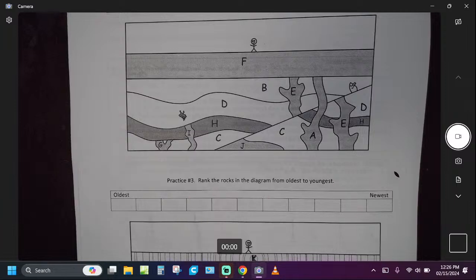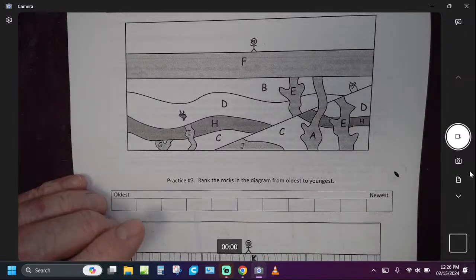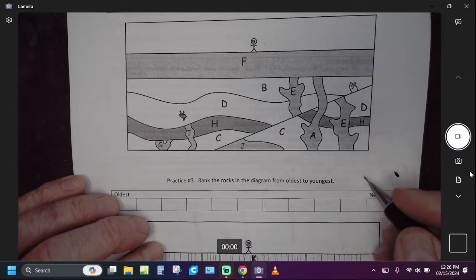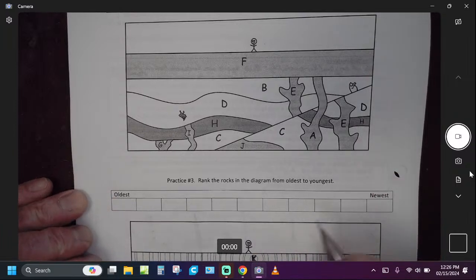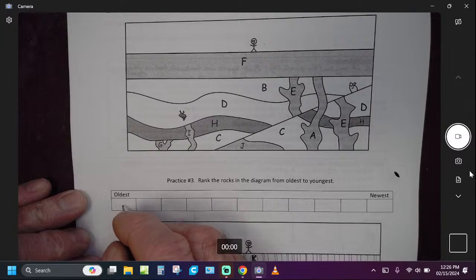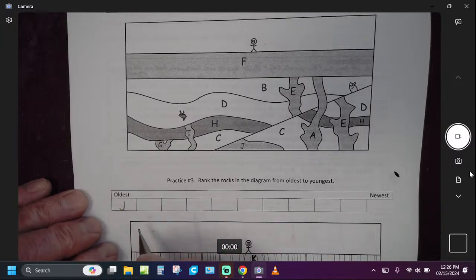I guess I'll let the video run. Whoever's watching this, it'll be really boring. Actually, whoever's watching this, they're going to see the answer right now, so they should pause. I'm figuring out the order myself. Oldest on the left, newest on the right.